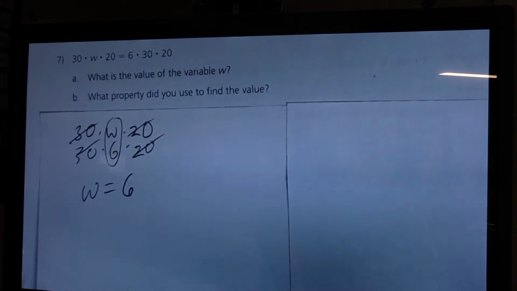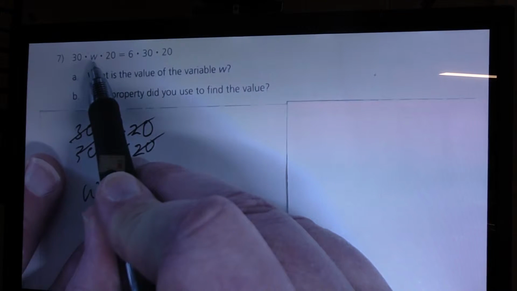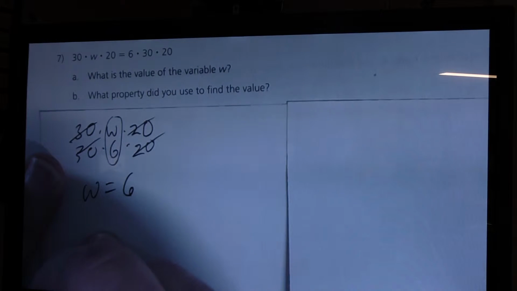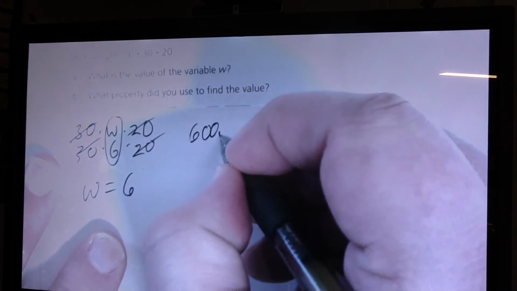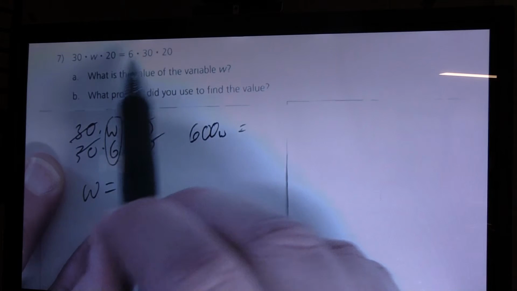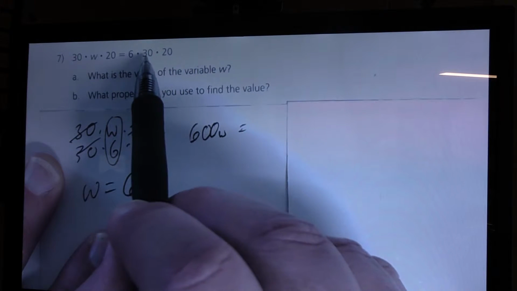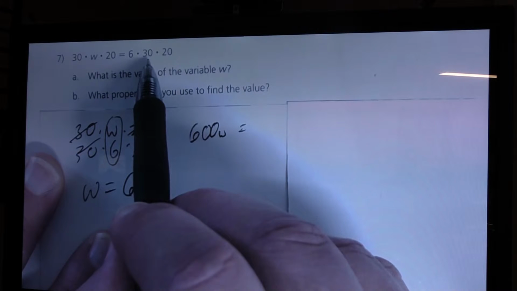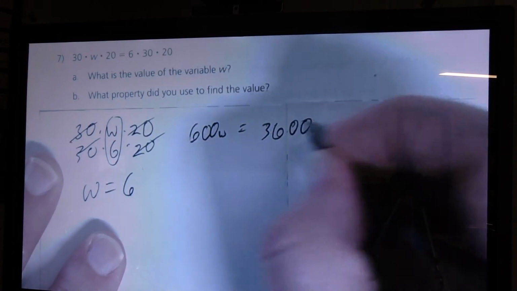Let's say that I take this 30 times W would be 30W, then times 20 would give me 600W. So I could say 600W here equals, and here we've got 6 times 30, which would give me 180, and 180 times 20 would give me 3600.